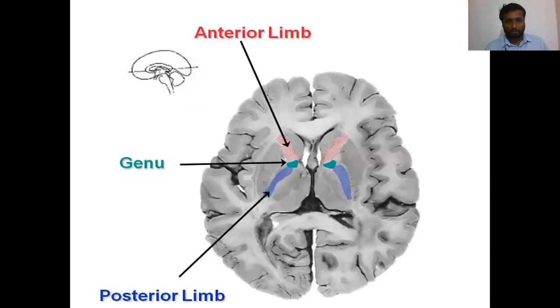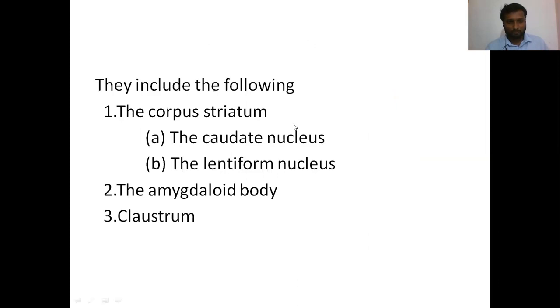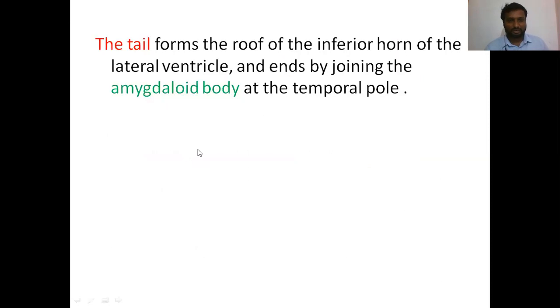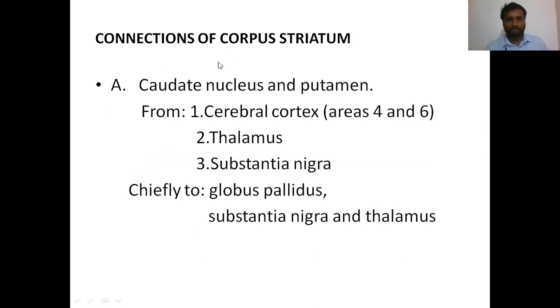So, caudate nucleus and lentiform nucleus. We were discussing the corpus striatum. The corpus striatum has two parts: the caudate nucleus and the lentiform nucleus. The caudate nucleus is a C-shaped nucleus with a head, body, and tail. The lentiform nucleus is a biconvex shaped nucleus with three surfaces: medial, lateral, and inferior. Those details are clear. Now we have to discuss some connections of the corpus striatum. These two nuclei together, the caudate nucleus and the lentiform nucleus, are known as the corpus striatum.